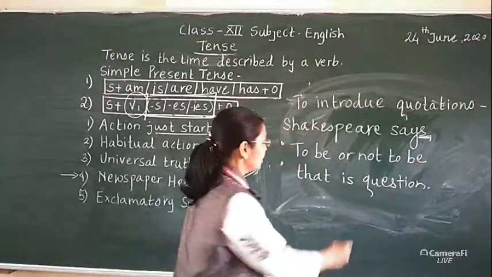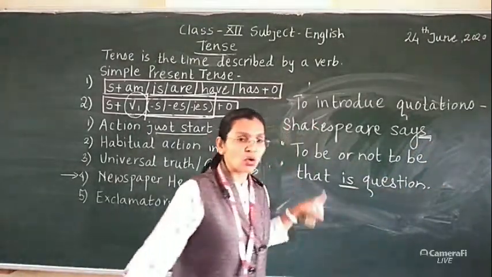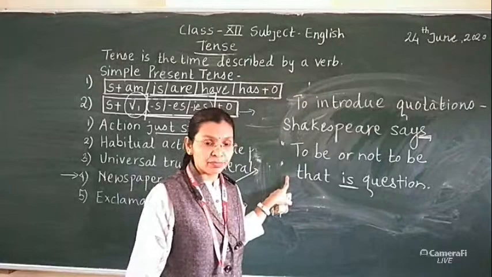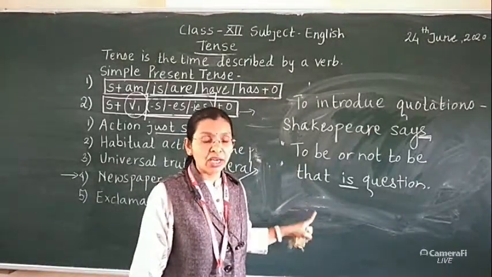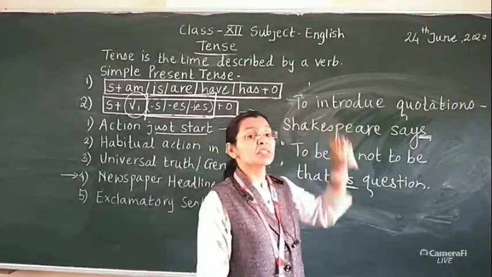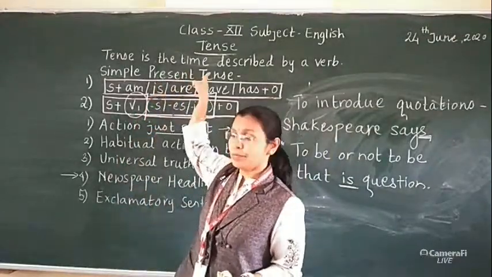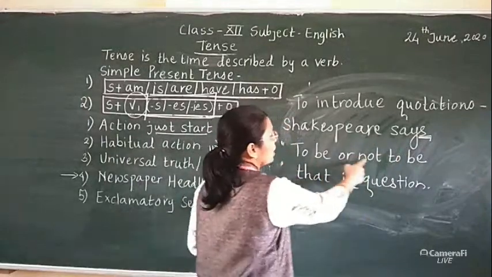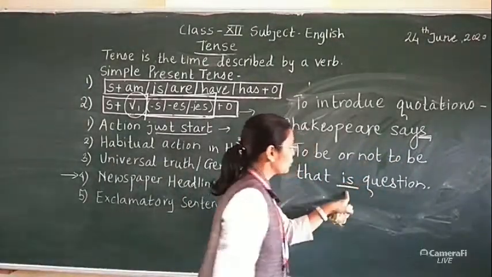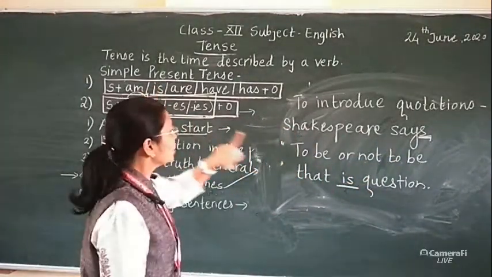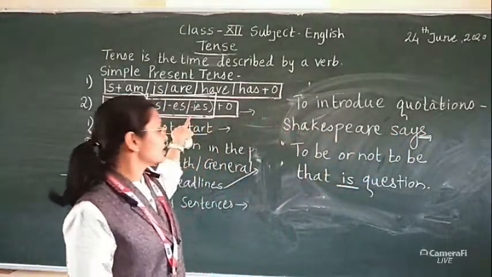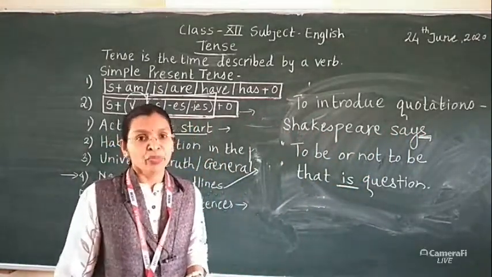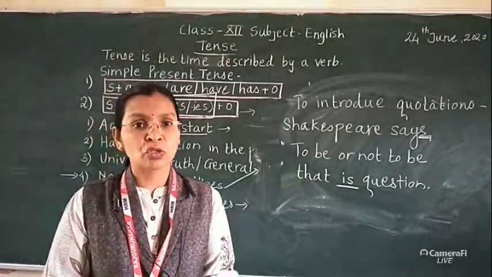Okay, and the next point is here is. This is the quotation. He said this word or he said this sentence. So that sentence also comes under the simple present tense. So Shakespeare says, to be or not to be, that is the question. So this is the first formula and S, that means this is the second formula. Okay, clear the simple present tense, my dear students?